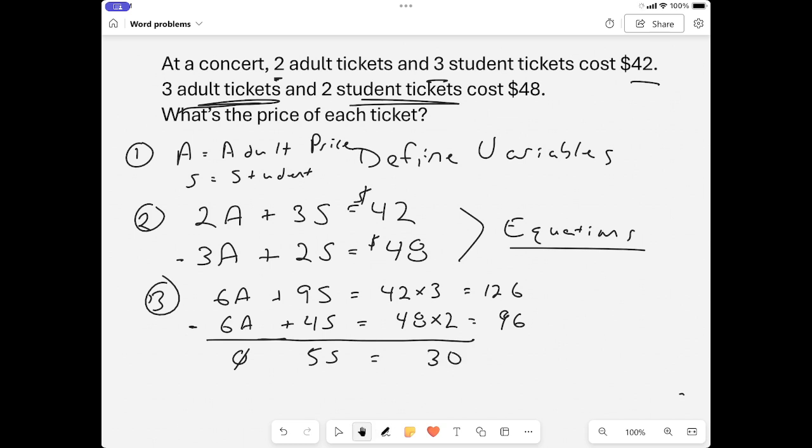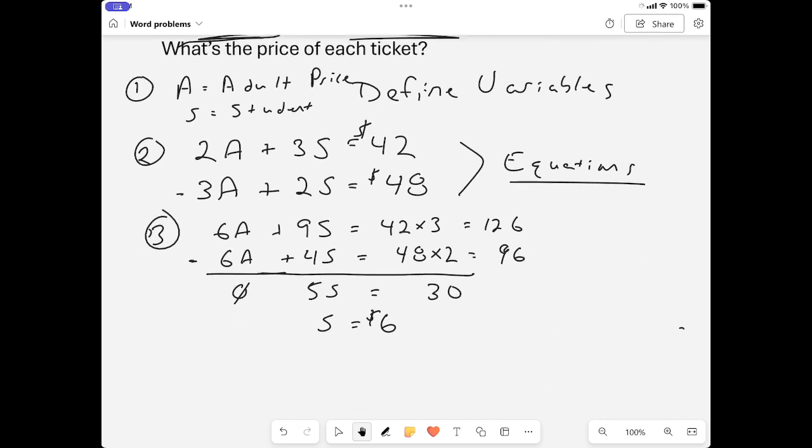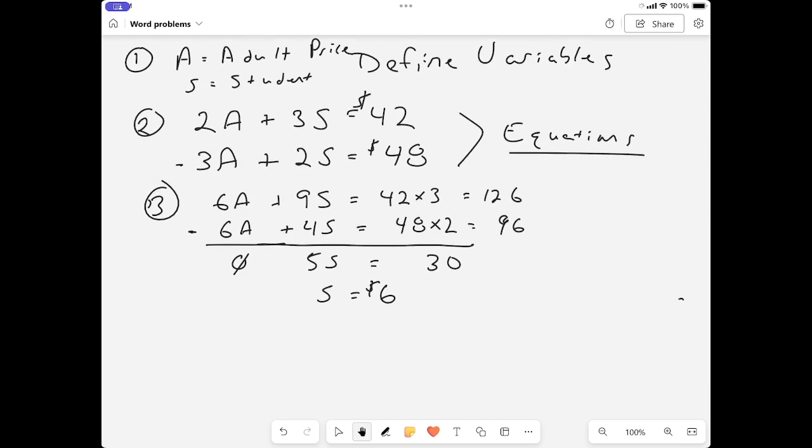So now what we have is 5s is equal to 30. So 30 divided by 5, we divide through both sides, and so we have s is equal to 6. So the cost of a student ticket is $6. So now all I have to do, and I'm just going to scroll this screen up a little bit, is say, well, if s is equal to 6, then I know that, oops, that's not supposed to be that. I have to get rid of that.